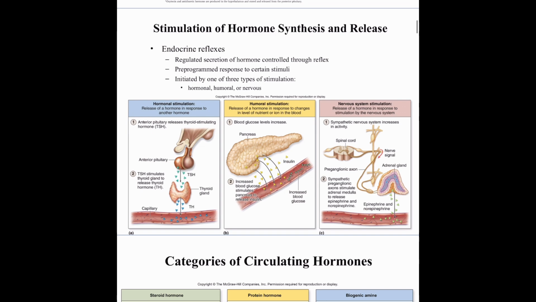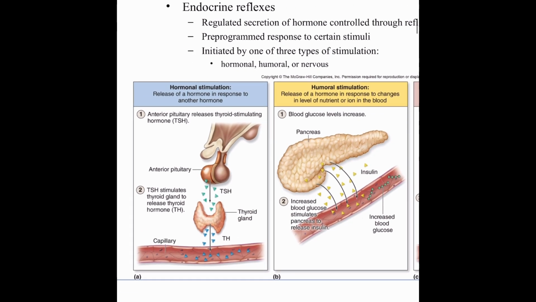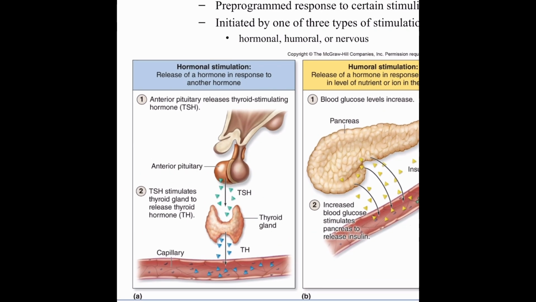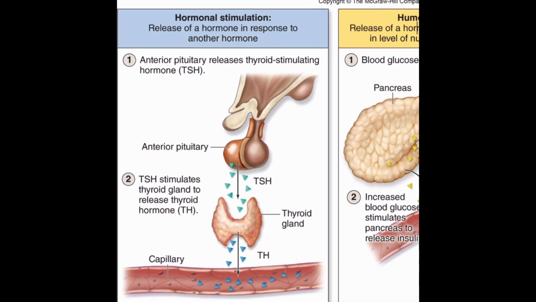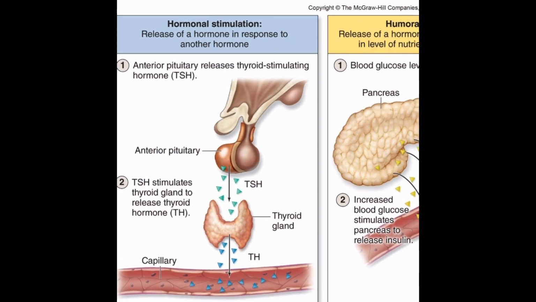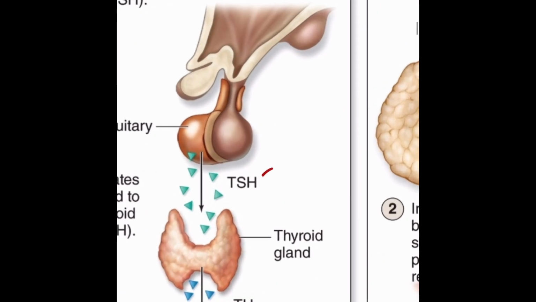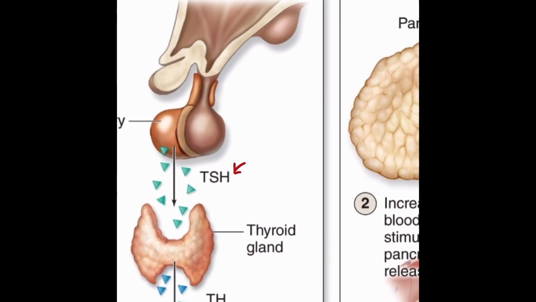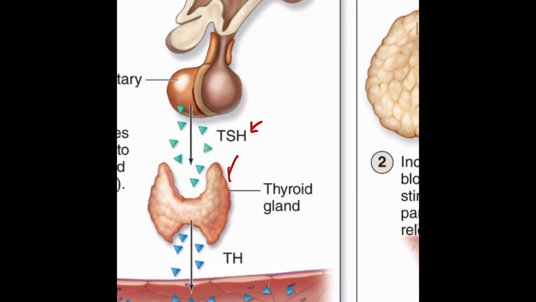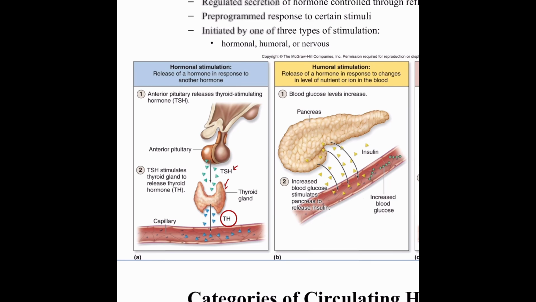Hormonal, meaning there needs to be a hormone to release another hormone, right? So here we have the anterior pituitary releasing TSH. TSH is thyroid stimulating hormone. So what this says is the thyroid makes some hormone, right? This is asking the thyroid to make thyroid hormone. So this is hormone to hormone.